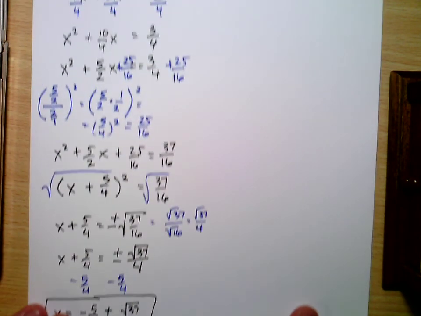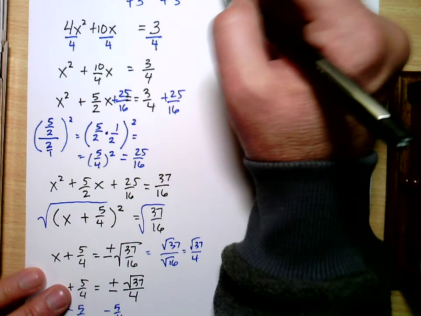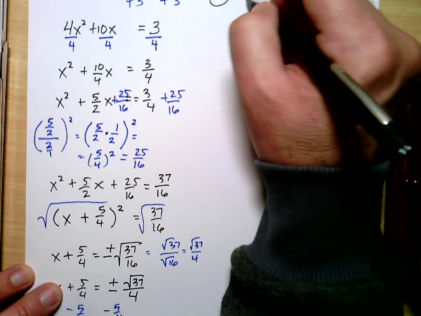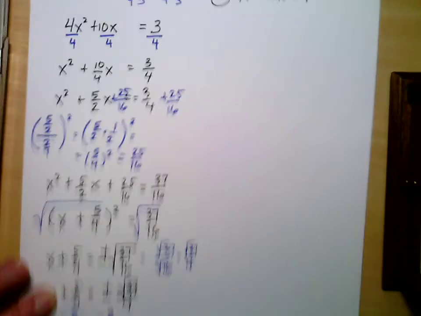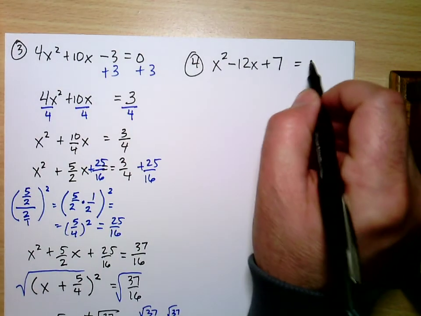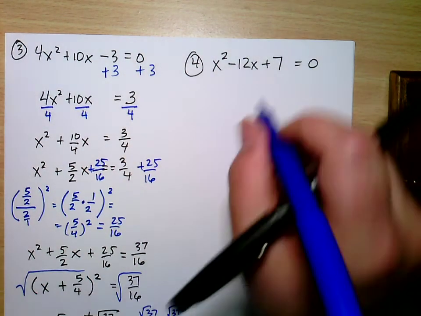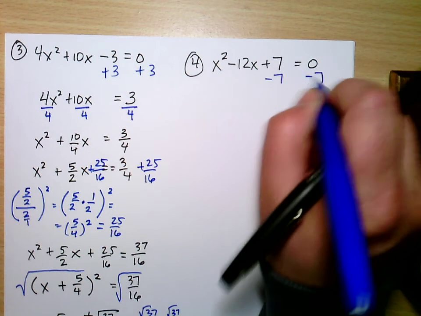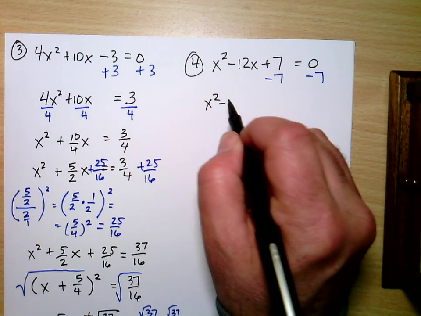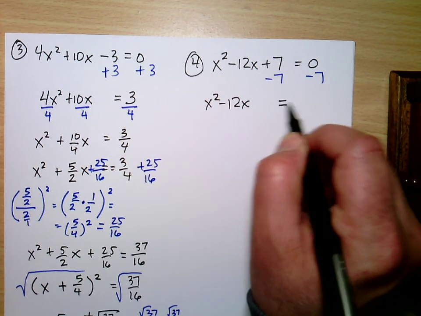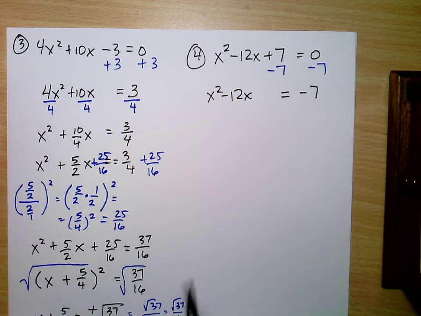Okay, one more, just a quick one. This one is actually not too bad at all. x squared minus 12x plus 7 equals 0. So again, we want to move the 7. We can't factor this. That's the first thing, to check for factoring, but since we can't, move the 7 to the other side.